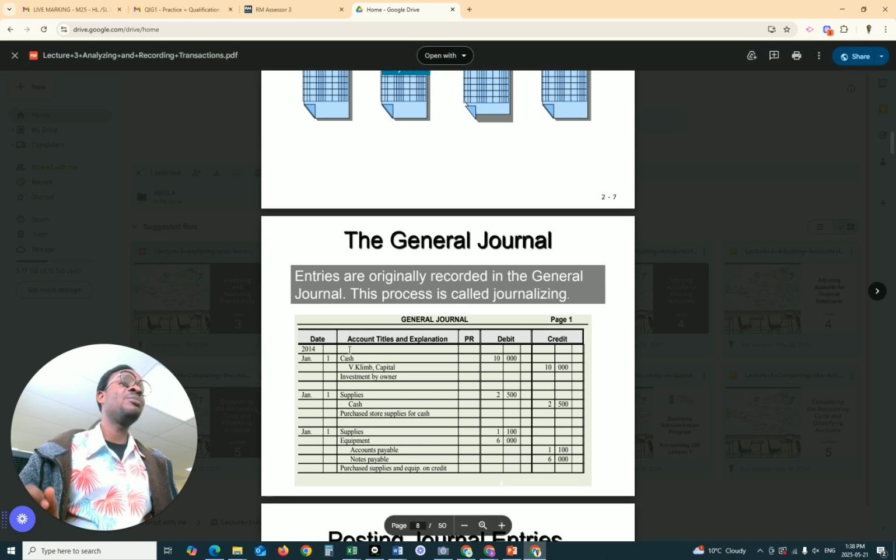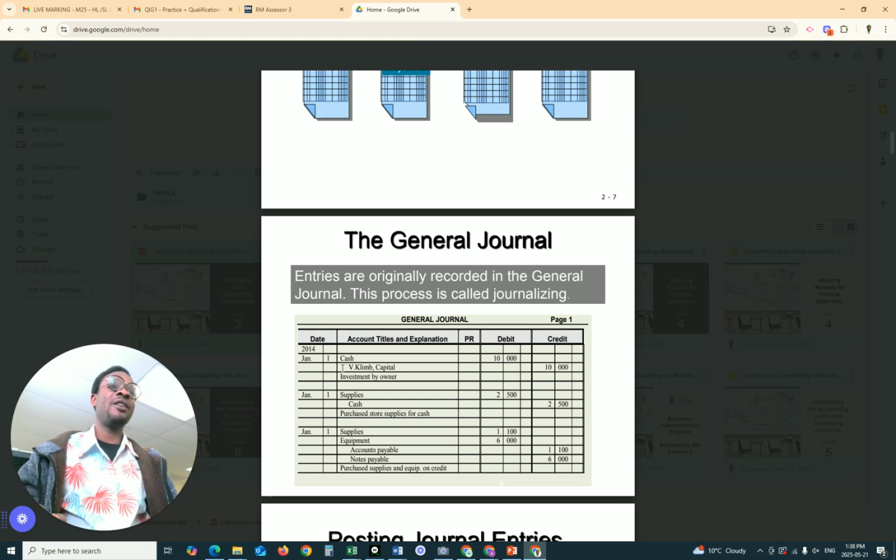Now, example 1, on January 1 here, cash was brought into the business by the owner, or the owner started a business with $10,000. So that means the business is receiving funds from the owner. The owner is treated as a separate entity from the business. The business is a separate business entity.